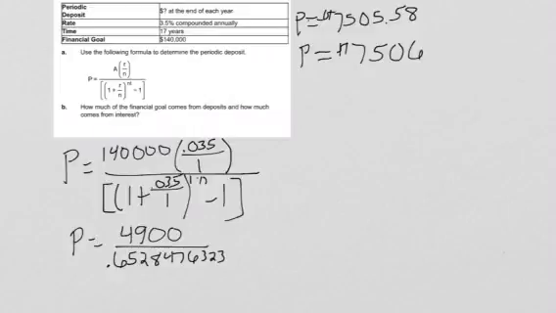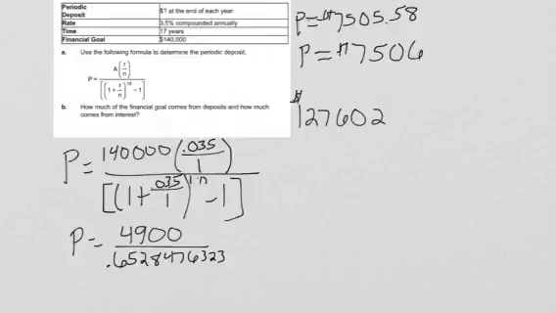So that's part A. Now part B says, how much of your financial goal comes from deposits and how much comes from interest? Well, let's see. If we pay $7,506 in each year for 17 years, then I'm going to put in $7,506 times 17 years, so $127,602. That's how much I'm putting in.